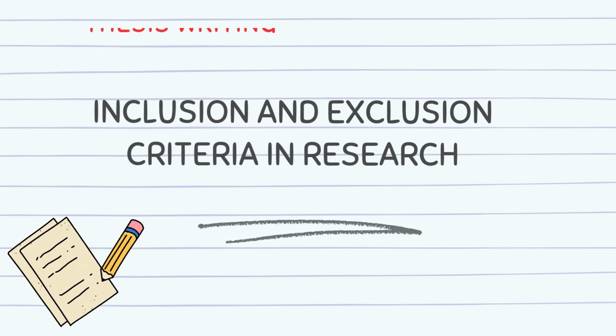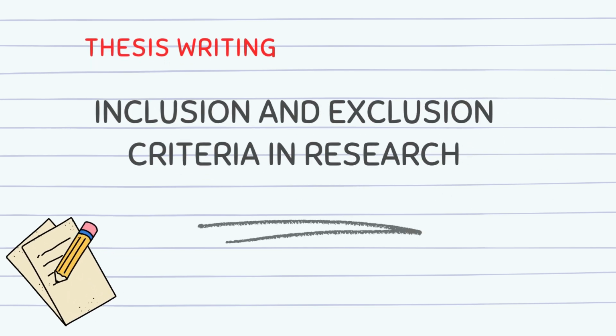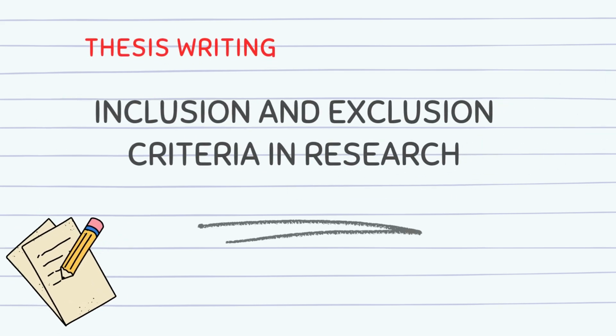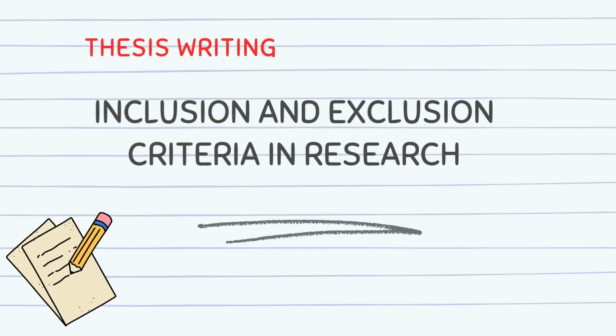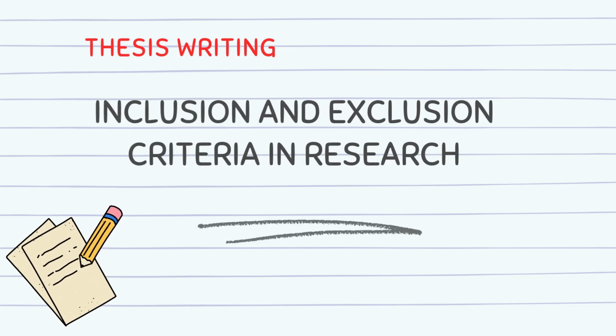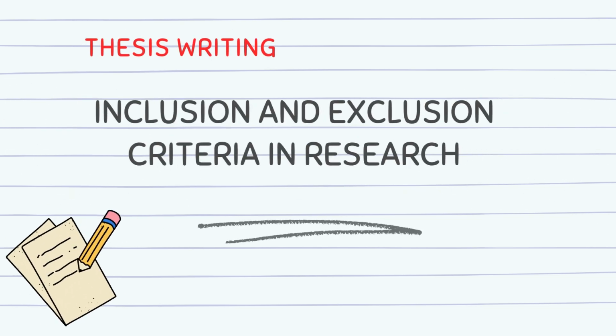Examples in action research. If you're conducting action research in a school, you might include only your section or grade level and exclude others outside your teaching assignment. Helps in replication. When other researchers want to replicate your study, your inclusion and exclusion criteria give them a blueprint for consistency. Supports transparency and accountability.